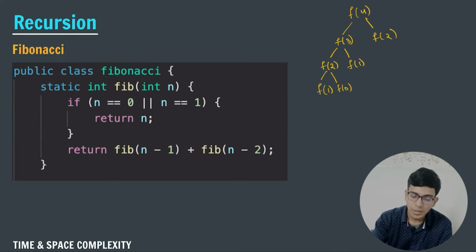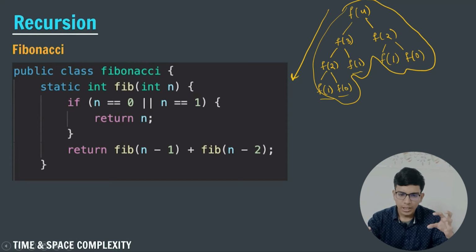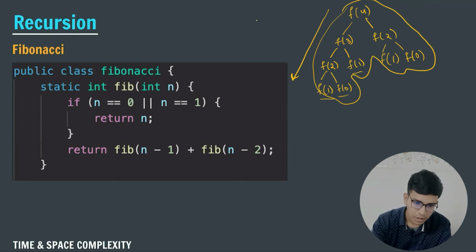And these are my base cases, so I don't need to proceed any further for base cases. After that, for Fibonacci of 2, Fibonacci of 1, Fibonacci of 2. This is how our call stack, or recursion, takes place. You can see that I am going deep into the child nodes of that particular Fibonacci recursion call. This is known as the depth-first approach.